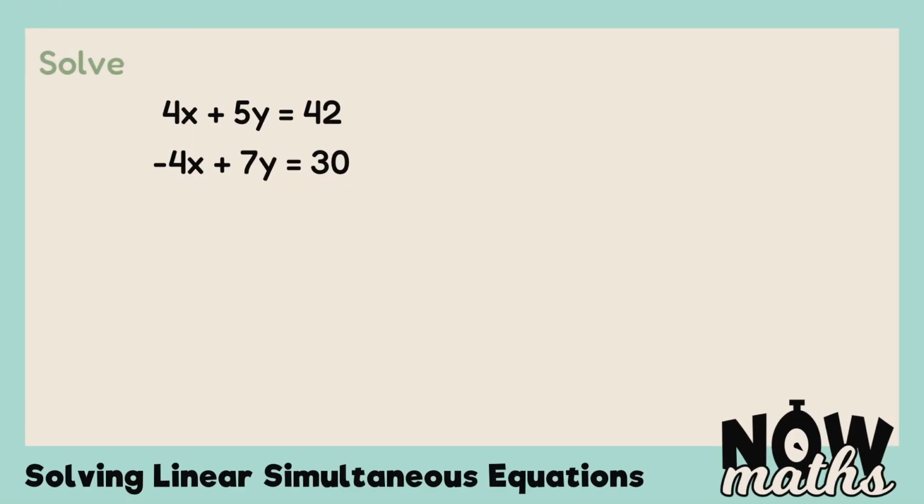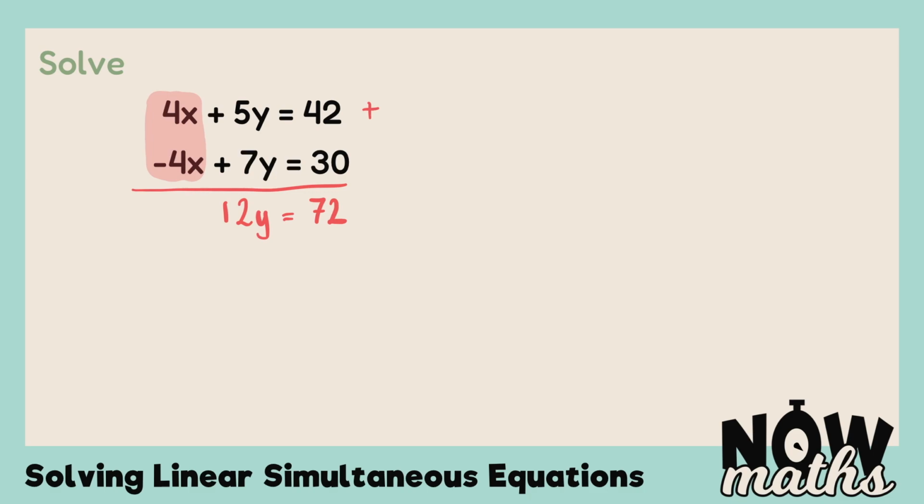So let's have a look at another pair of simultaneous equations that are similar. We can see this time we have a 4x in each, where one is positive and one is negative. So we're going to use the fact that if we add these two terms together, we'll get an answer of 0, so we'll eliminate that term. So just to check, 4x add negative 4x is 0, so we don't write it down. 5y add 7y is 12y. And finally, 42 add 30 is 72.